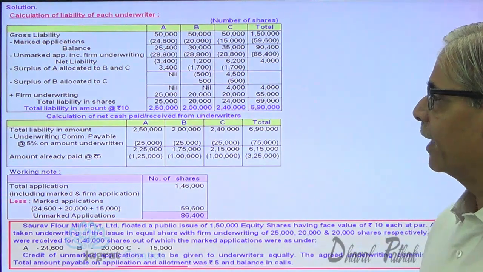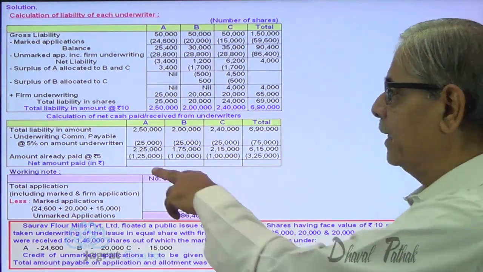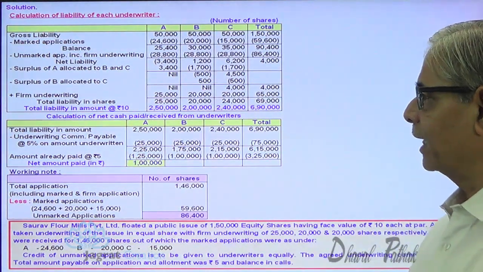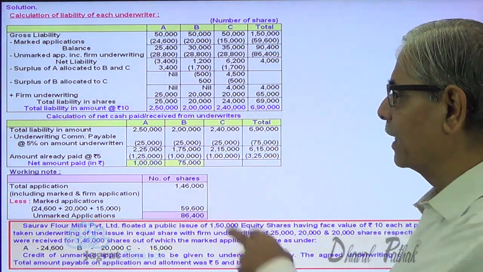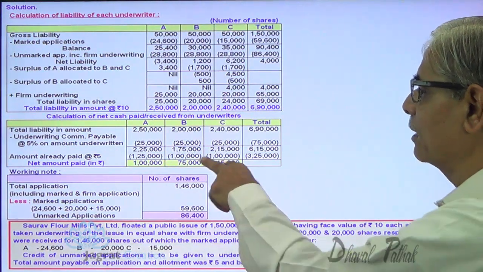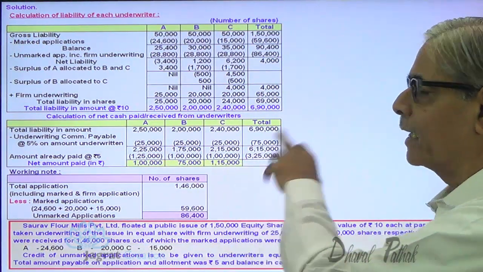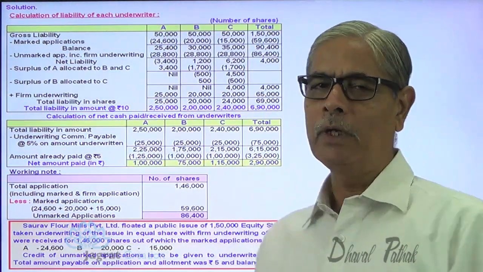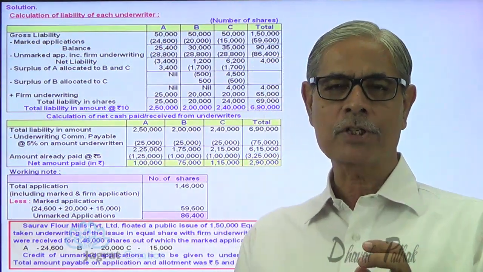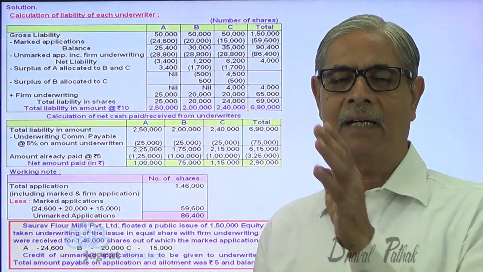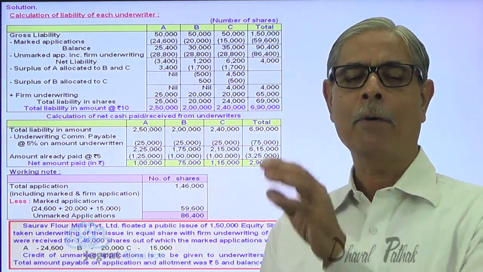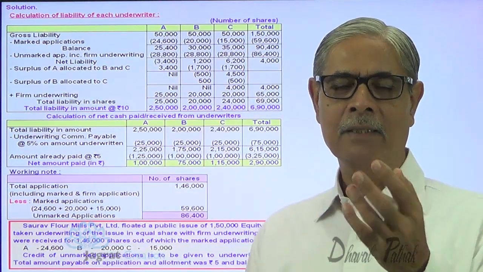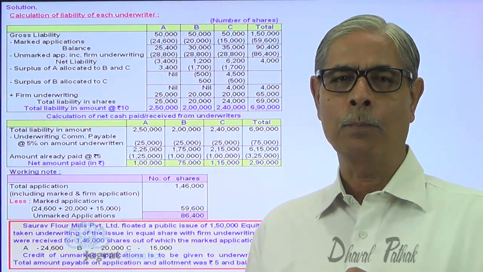Now they are required to pay the net amount payable, 2,25,000 minus 1,25,000, 1 lakh. 1,75,000 minus 1,75,000. 2,15,000 minus 1,15,000. This is the net amount to be paid by them. So this is how I have calculated the cash paid by the underwriter at the time of making firm application to the company.